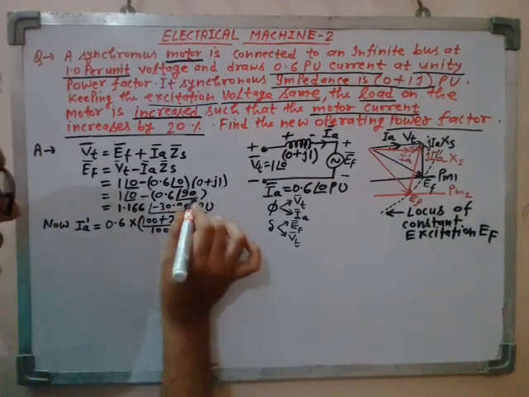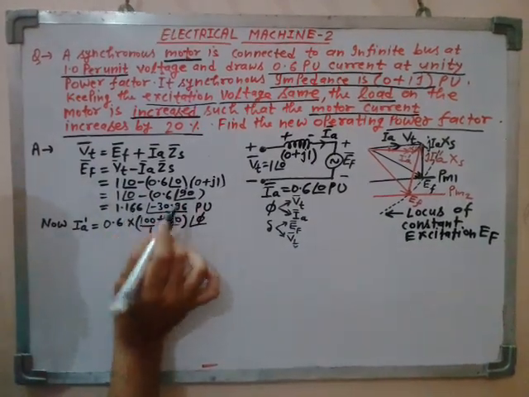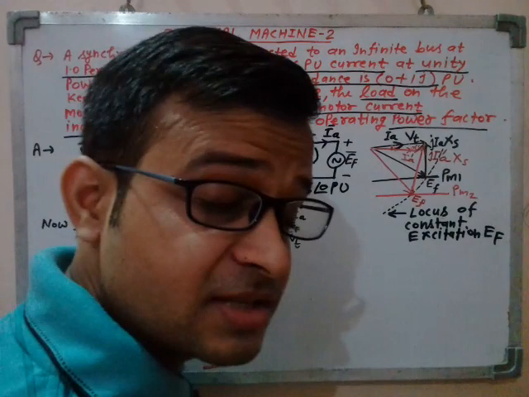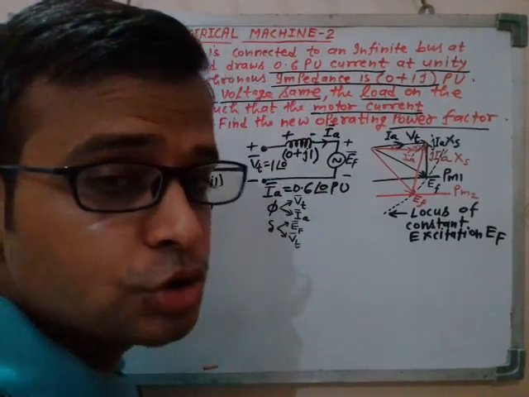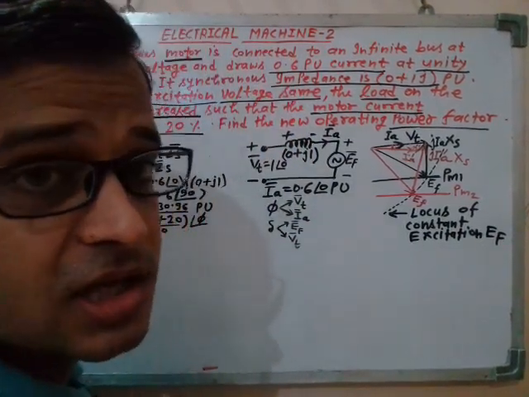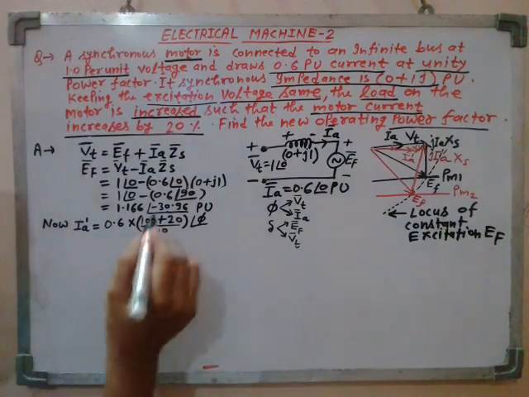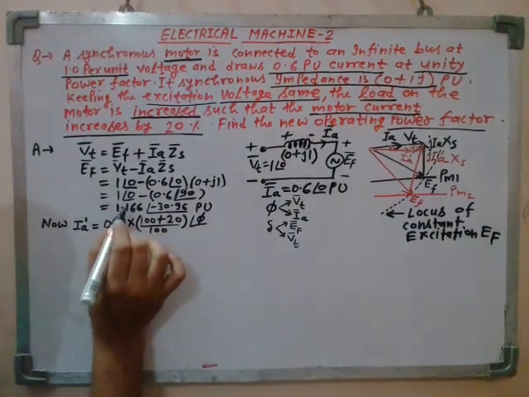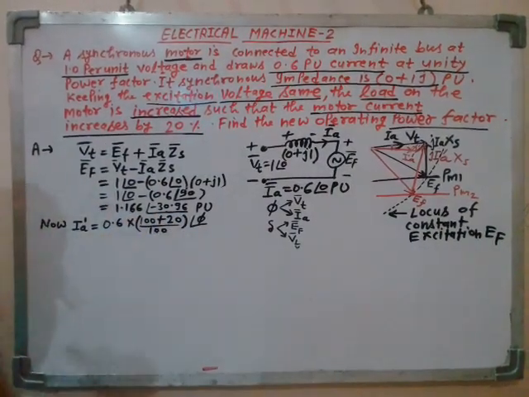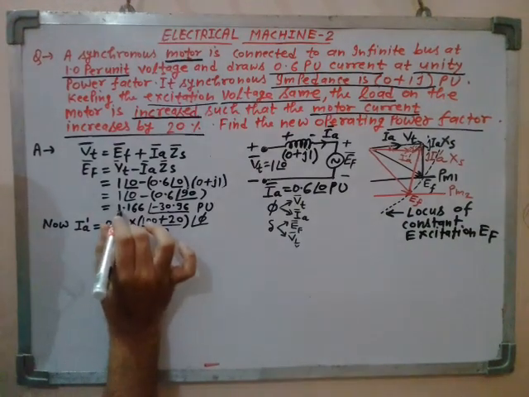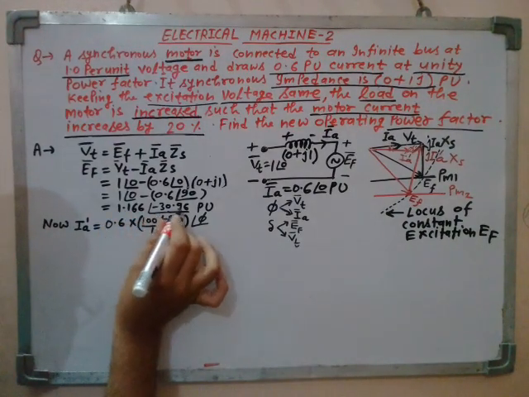So 0.6 angle 90, right? Solve this using complex mode in the calculator. You should use the Casio calculator fx-991ES Plus, and calculate this complex number. You will get, I have calculated, 1.166 angle minus 30.96, right?